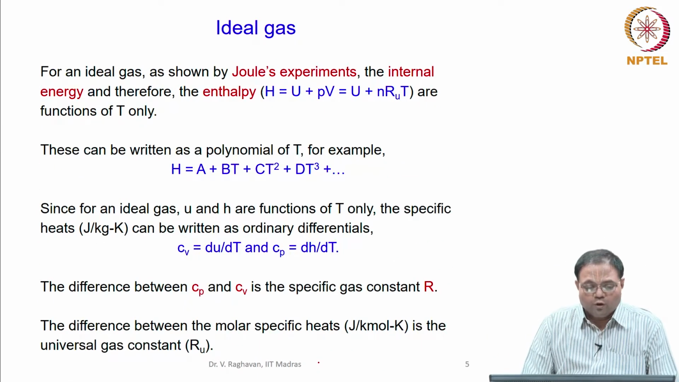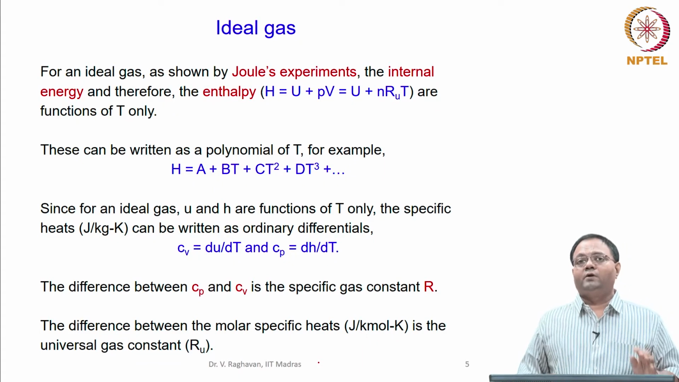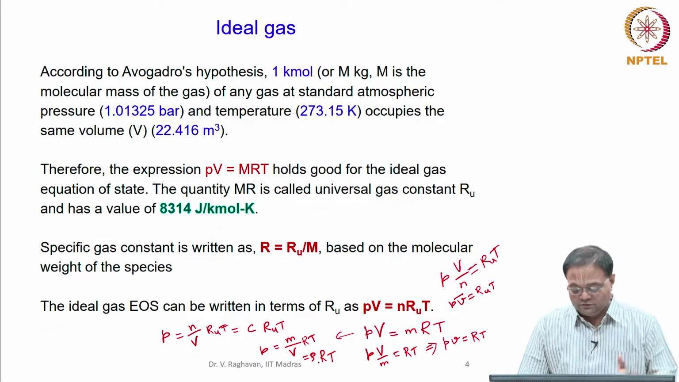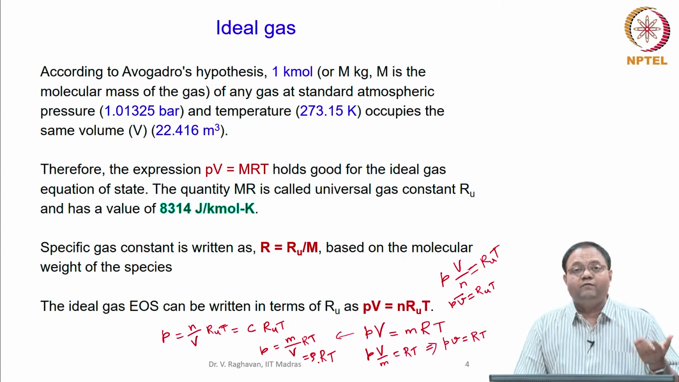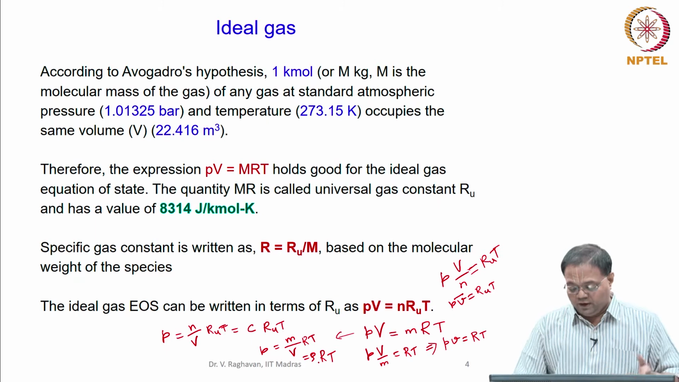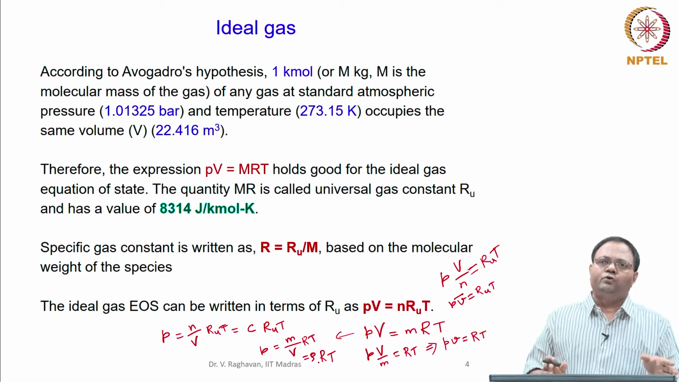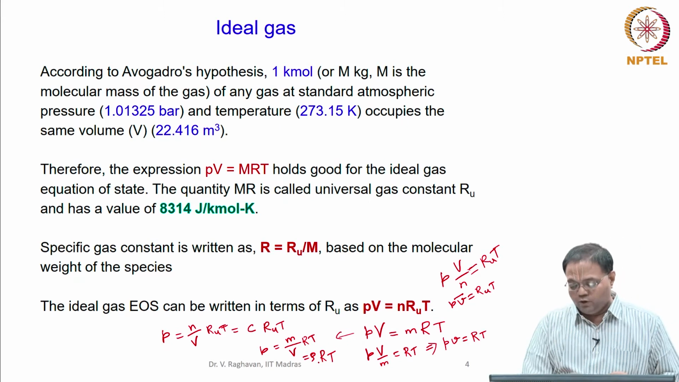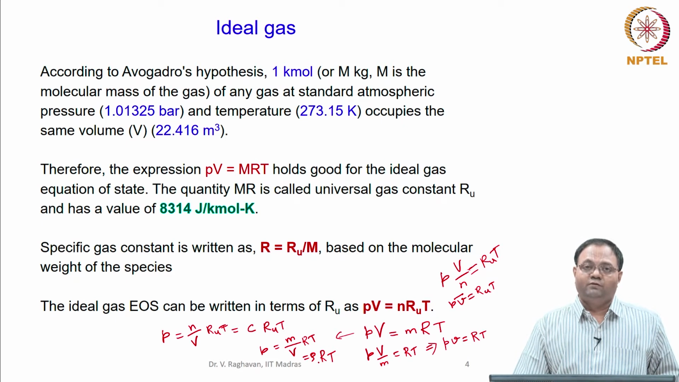Now, what about other properties? We have connected three important properties, namely pressure, volume and temperature, and a simple equation like PV equal to M R T or PV equal to N R U T can be used to relate them. If we know any two properties, the third can be found out. This is the way you relate pressure, volume and temperature, the three fundamental properties.